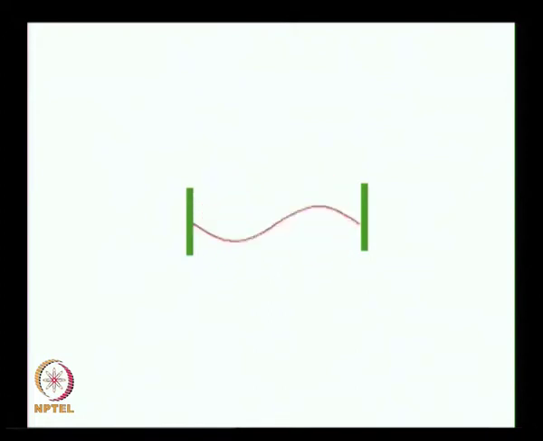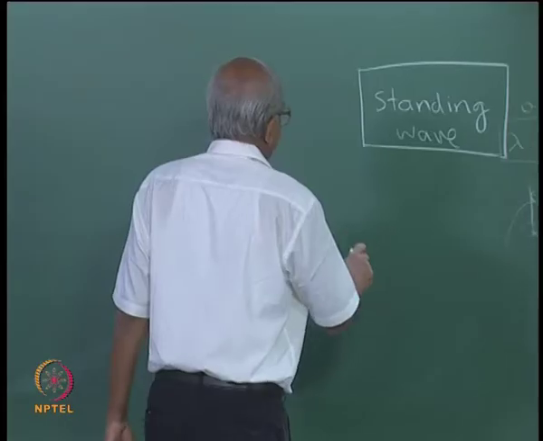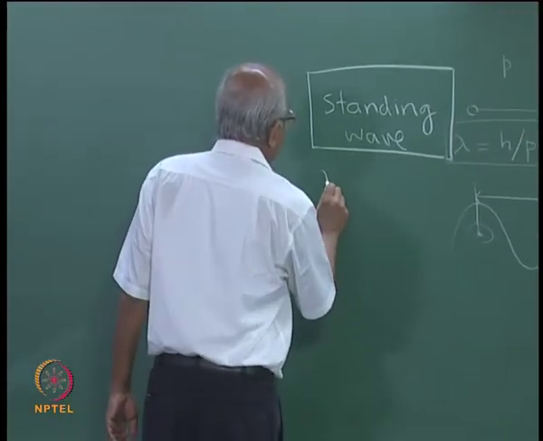So at that particular point there is no displacement of the string, and therefore I will refer to that as a special point, and I will say that it is a node.